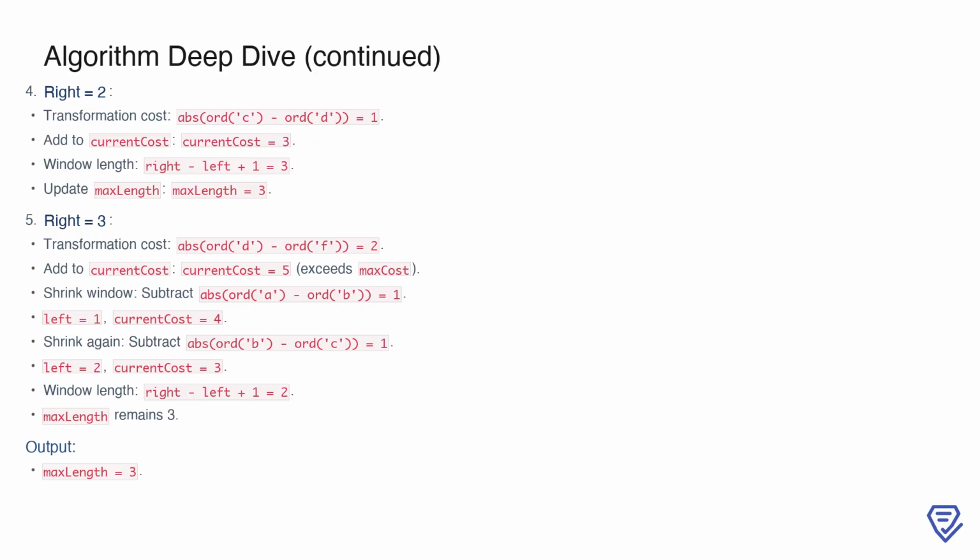For right equals 3, the cost is abs(ord('d') - ord('f')) equals 2, which increases current cost to 5, exceeding max cost. To fix this, we shrink the window using the left pointer. First, we subtract the cost of transforming s[0], reducing current cost to 4 and moving left to 1. Since the cost is still above the budget, we subtract the cost of s[1], reducing current cost to 3 and moving left to 2. Now, the window is valid again, with a length of 2. However, max length remains at 3, as the new window is shorter. The result of this example is max length equals 3.